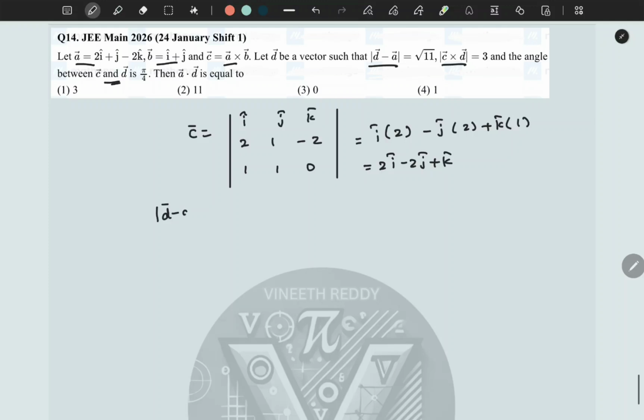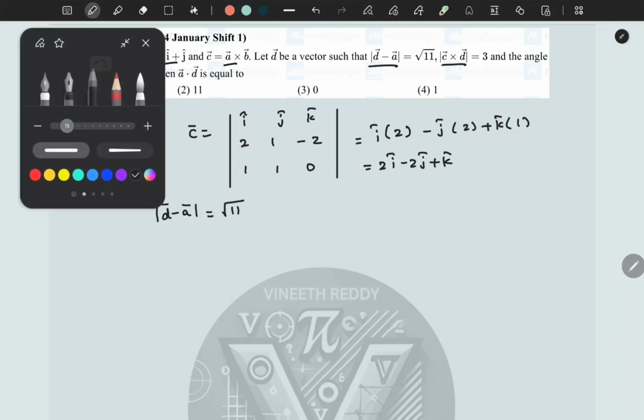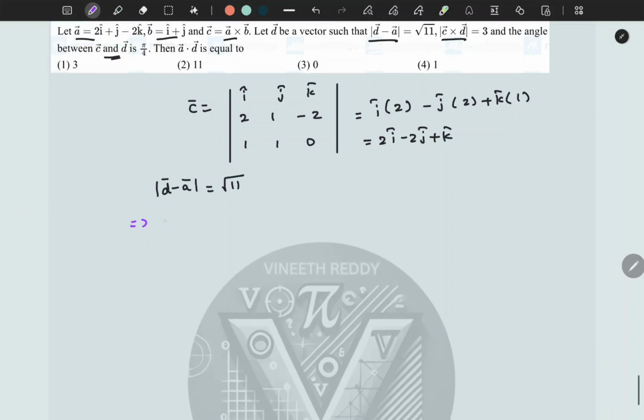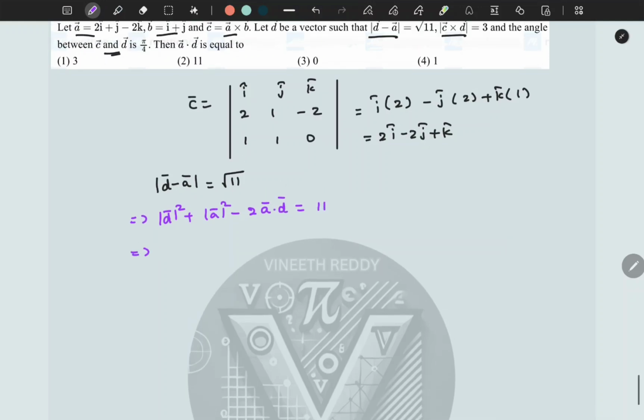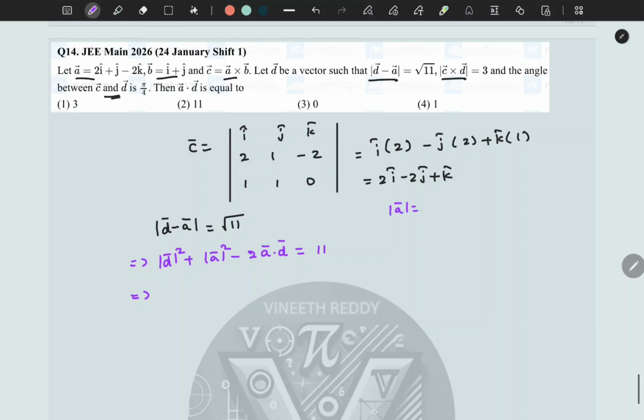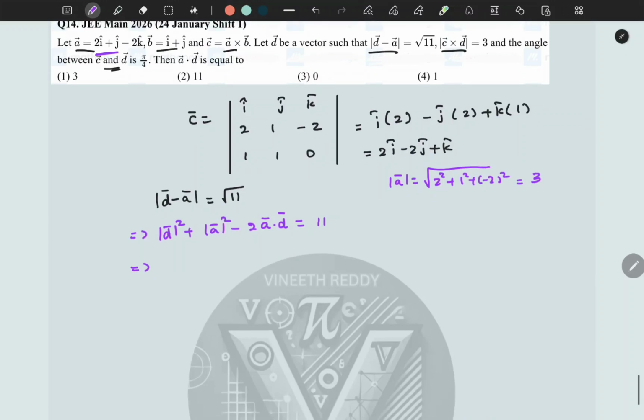Mod D minus A is root 11, so we will square on both sides. If I square on both sides, we get the magnitude of D minus A whole square, that will be mod D square plus mod A square minus 2A dot D, right? That will be equal to 11. Now can we find mod A? Mod A is nothing but under root of 2 square plus 1 square plus minus 2 square, so that should be equal to 3. So mod D square plus 9 minus 2 A dot D is what we want here.